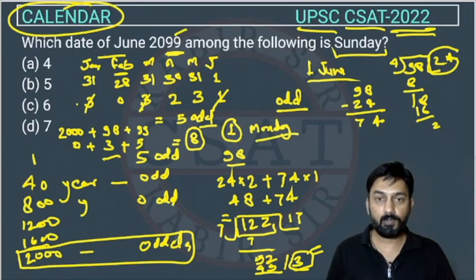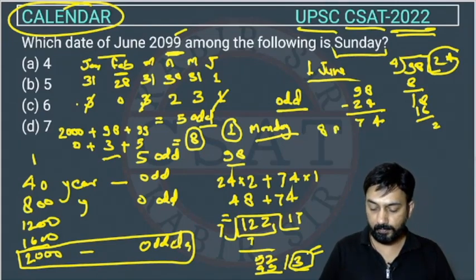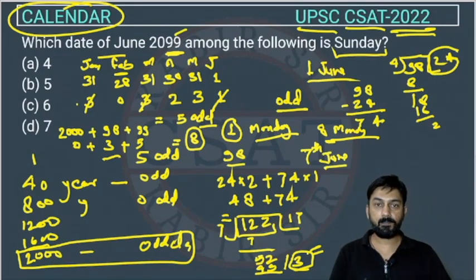So 1st June of 2099 is Monday, right? So the next Monday will come plus 7, right? So this will come on 8th. There will be again Monday. Then the Sunday will be before this Monday, that is on 7th. So 7th June there will be first Sunday, right?